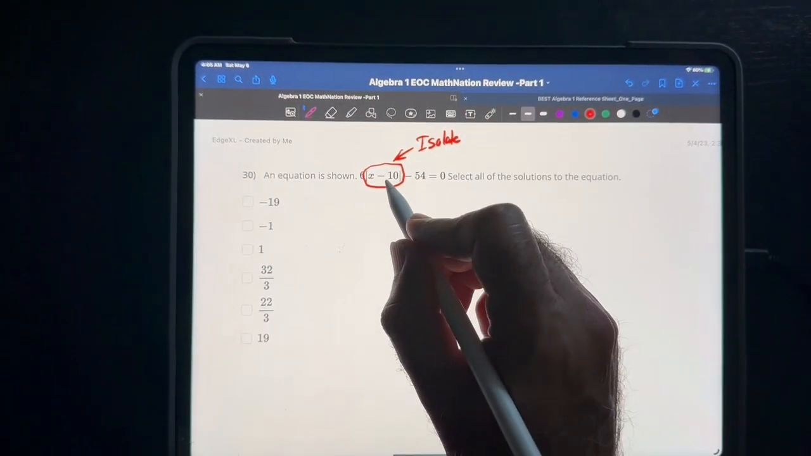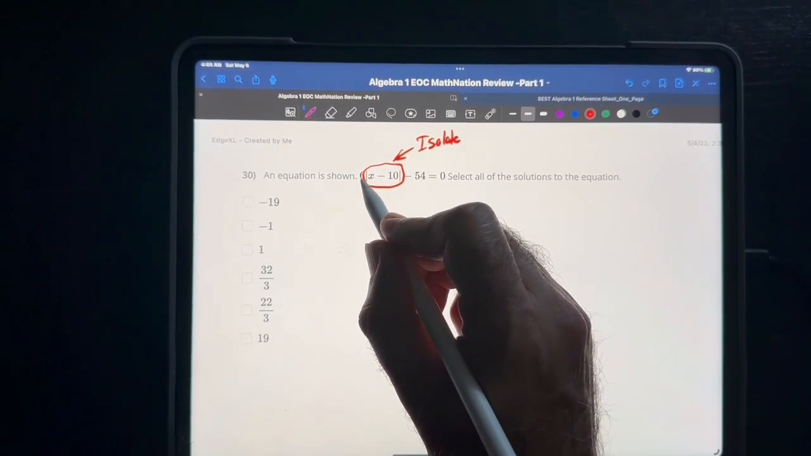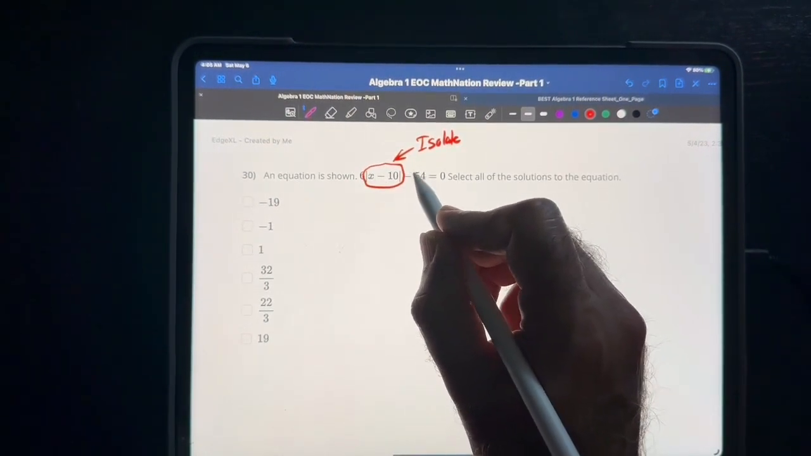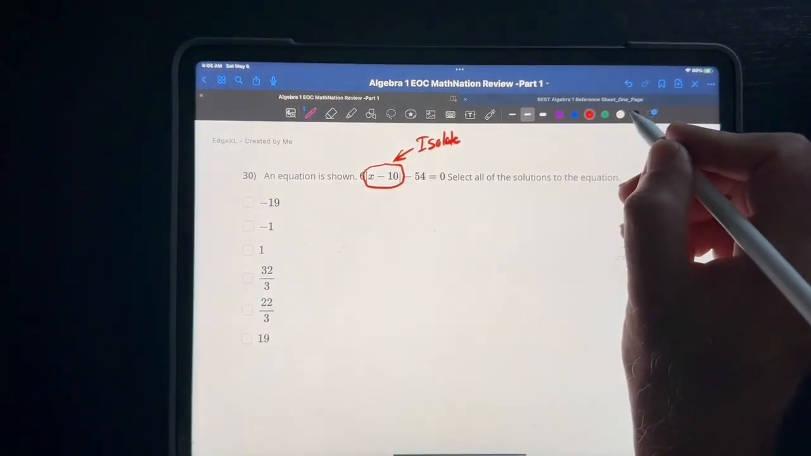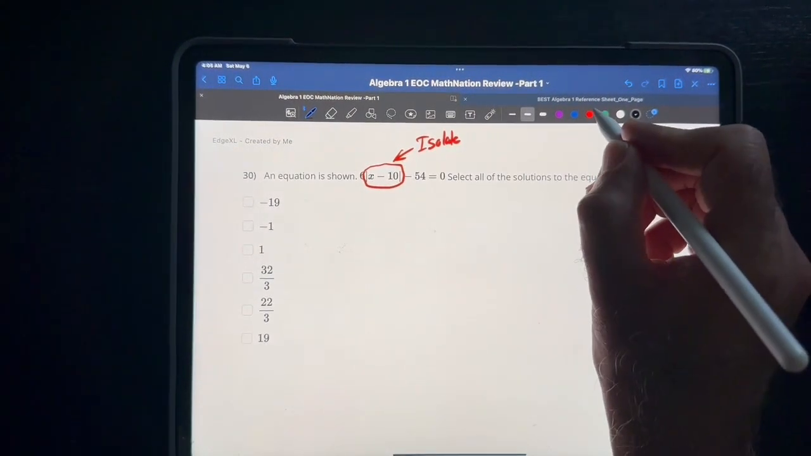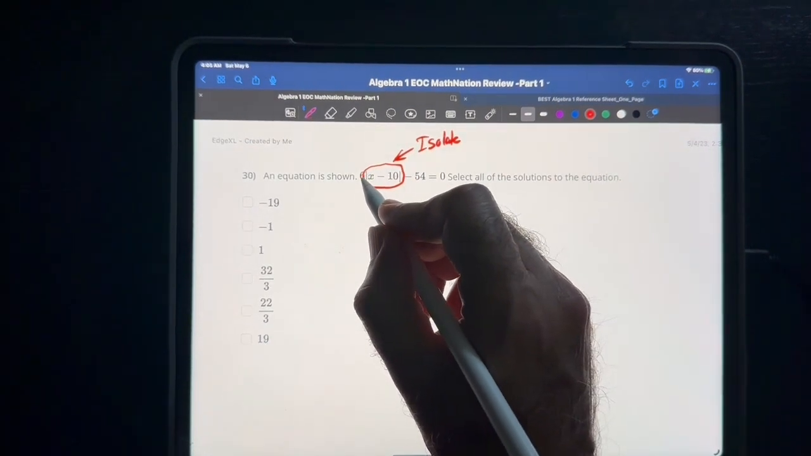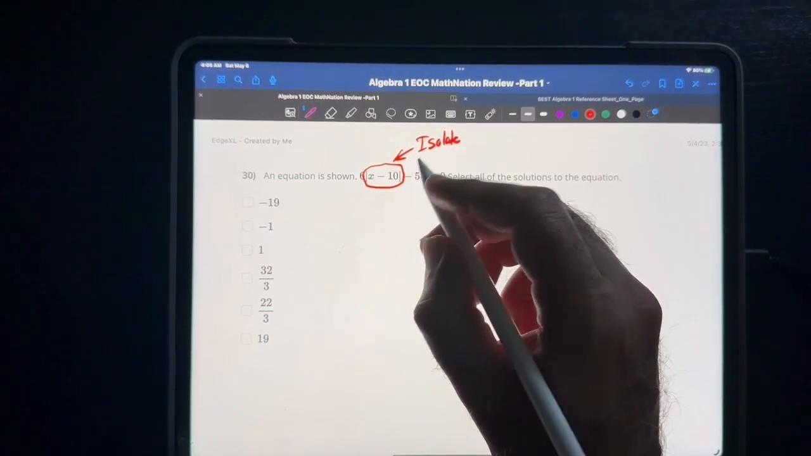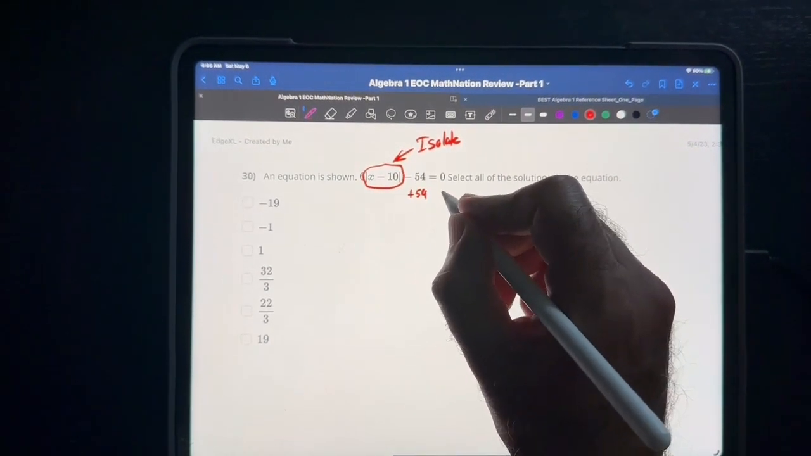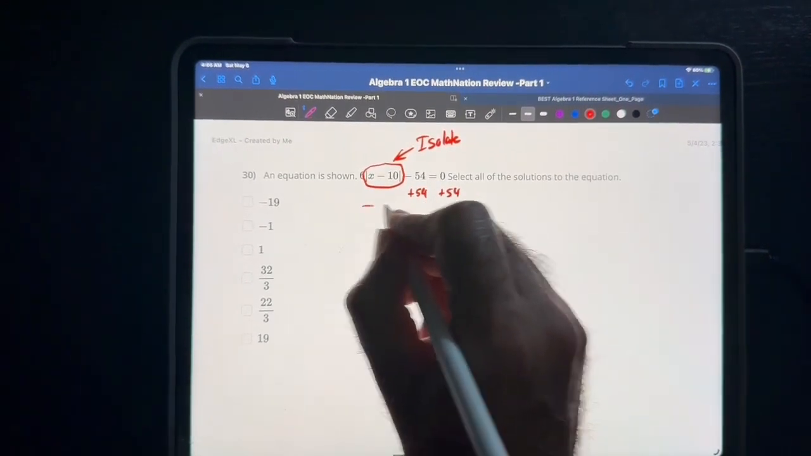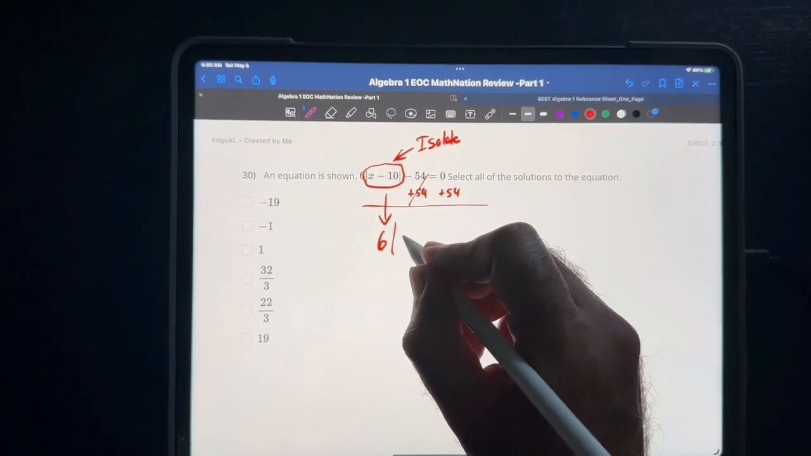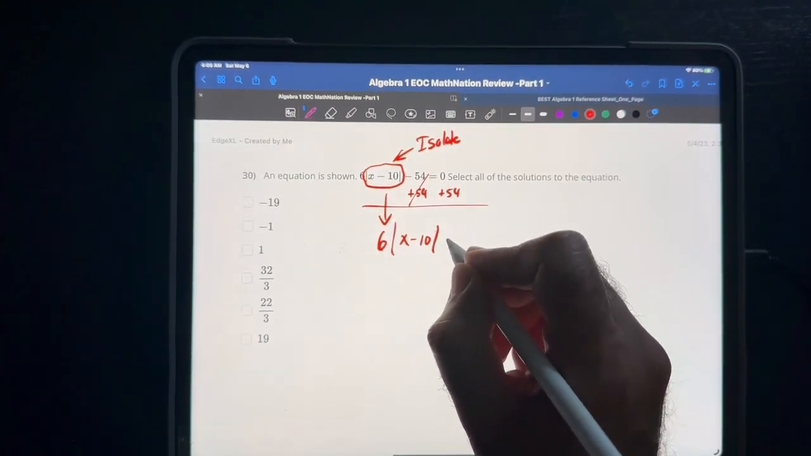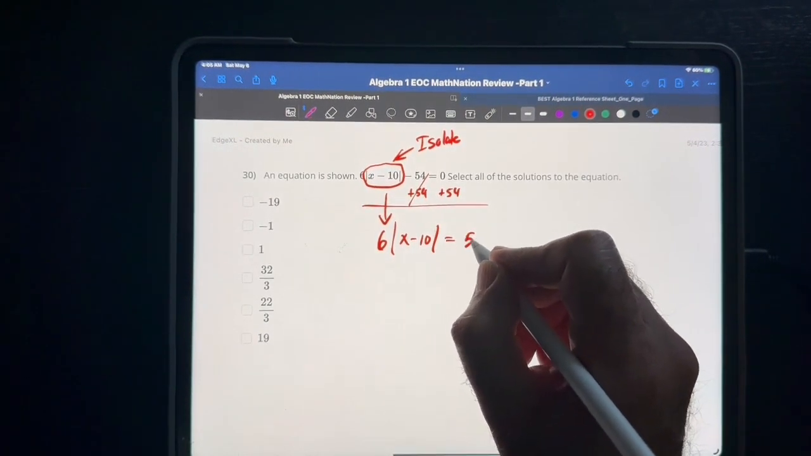So to get it by itself, we got to get rid of the 6 in the front and the negative 54. Which one do you get rid of first? That's the key question, right? Well, this is the last step. So we're going to get rid of this here by adding 54 to both sides, right? Bring this down. So 6 absolute value, boom, boom, boom, equals 54.